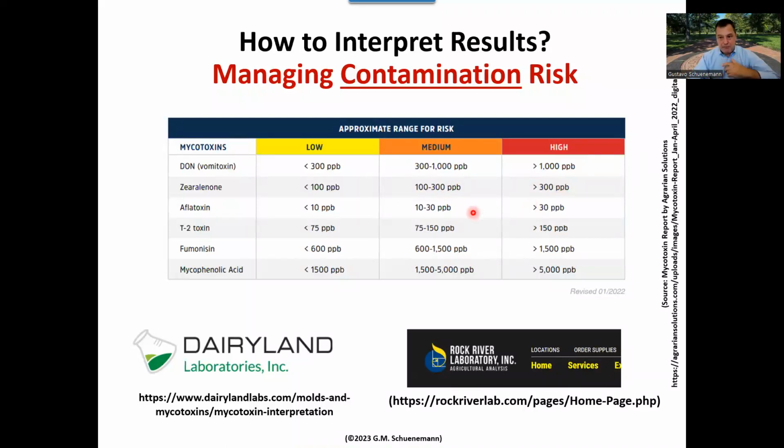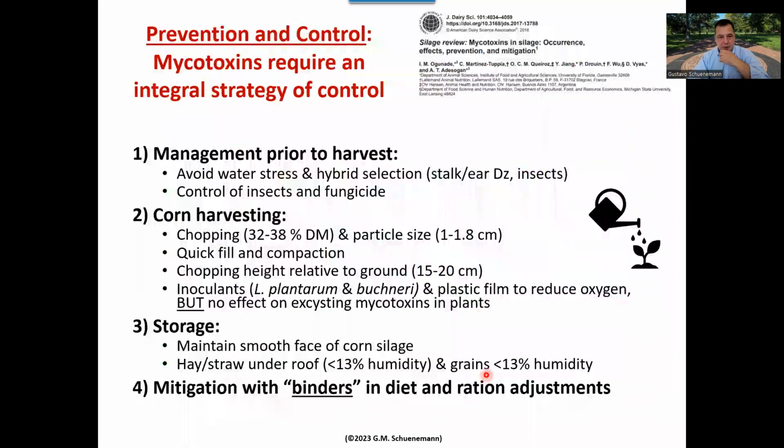You had to do something with the feed ingredient that is affected, right? Here, the Dayland laboratory also provides similar information, or the Rock River, and there are some other labs that provide these assays and panels for mycotoxins, and they list the price on their website, right? And they also provide information on how to interpret the results, right?